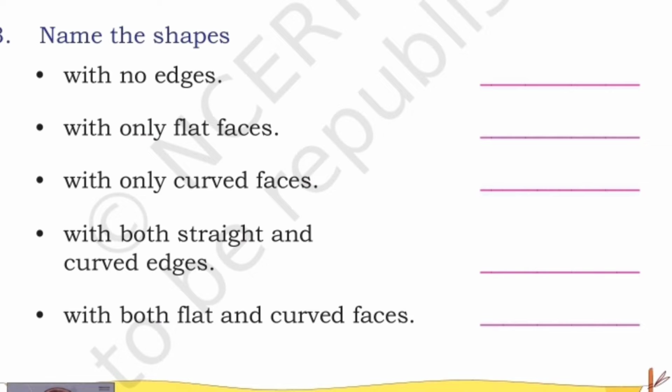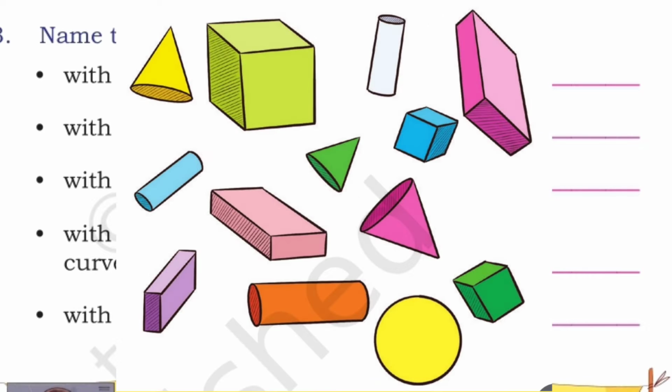So next, name these shapes. So we have to name these shapes. First one, with no edges. So they are asking which shape has no edges. So let's see all the shapes. Look at this image. We have a cone, cube, cylinder, cuboid and a sphere. So we have to find which shape has no edges.